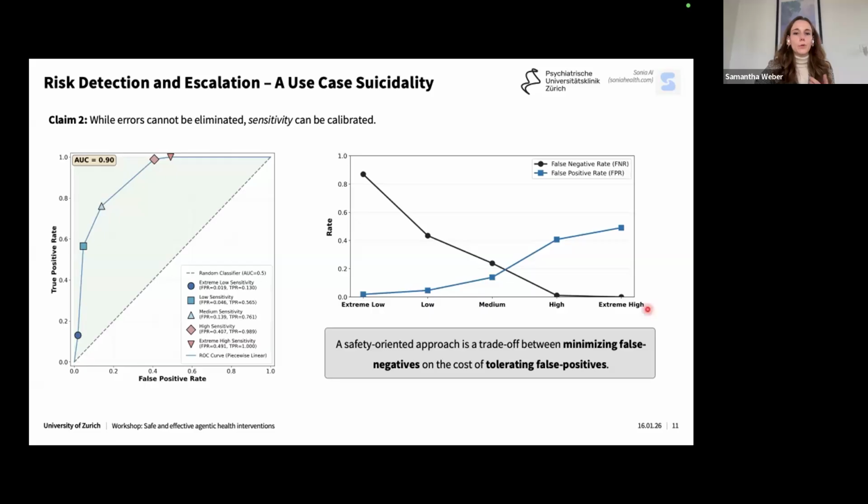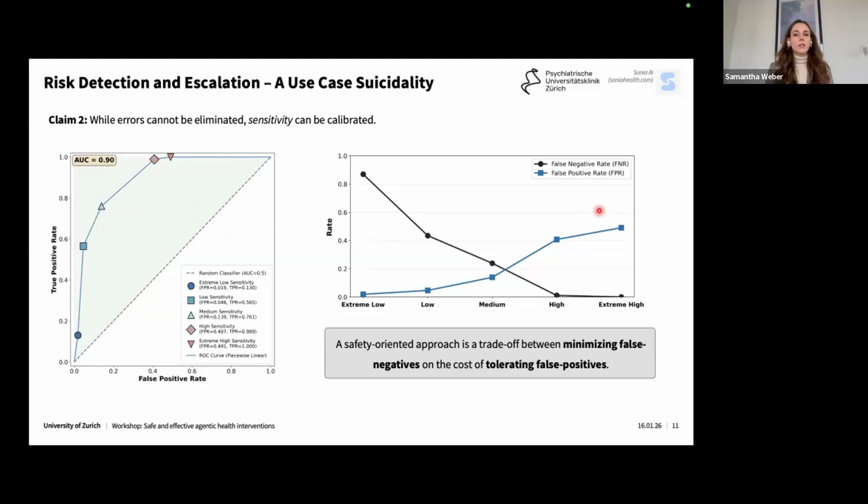On the right, we explicitly show how false negatives and false positives behave as sensitivity increases. As we move from a low to high sensitivity prompt, the false negatives drop sharply. At extreme high sensitivity, the false negative rate actually reached 0, so all high-risk cases in this data set were detected. On the other side, however, this came at the cost of higher false positive rates, so more alerts for cases that were not truly high risk.